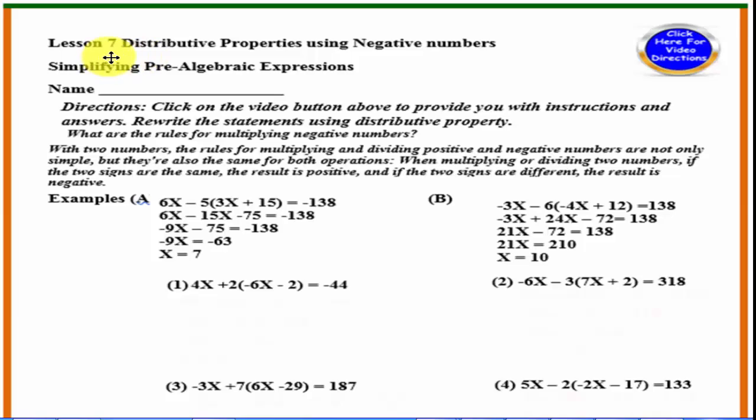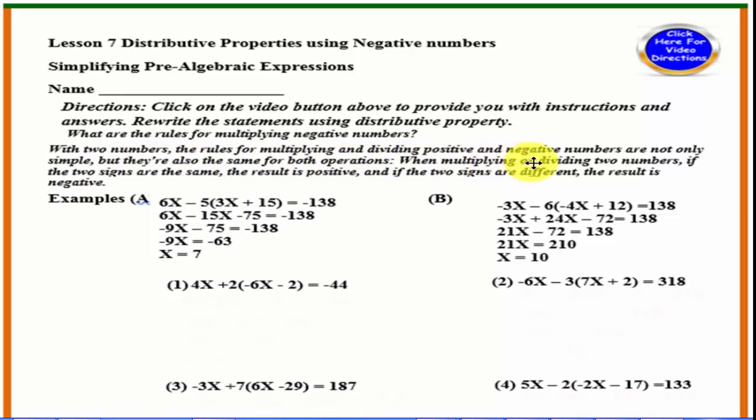You're looking at Lesson 7, Distributive Properties using Negative Numbers, simplifying pre-algebraic expressions. Now, if you look carefully, you'll see that we've posted here exactly what the ruling is. With two numbers, the rules for multiplying and dividing positive and negative numbers are not only simple, but they're also the same for both operations.